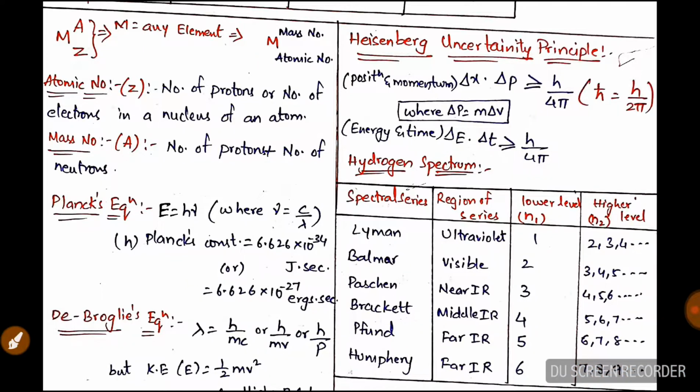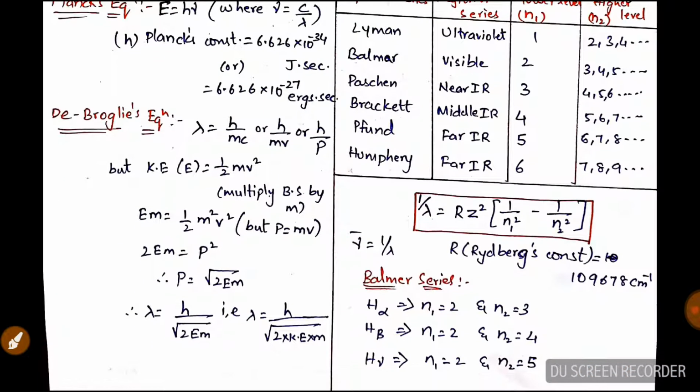And there is also the de Broglie equation below, where de Broglie equation is nothing but lambda is equal to h by mc, or h by mv, or h by p, where p is momentum, given by p is equal to m into v. So, and there is a simple simplification. They could ask directly from this simplification also. So please pause the video and note down this simplification.